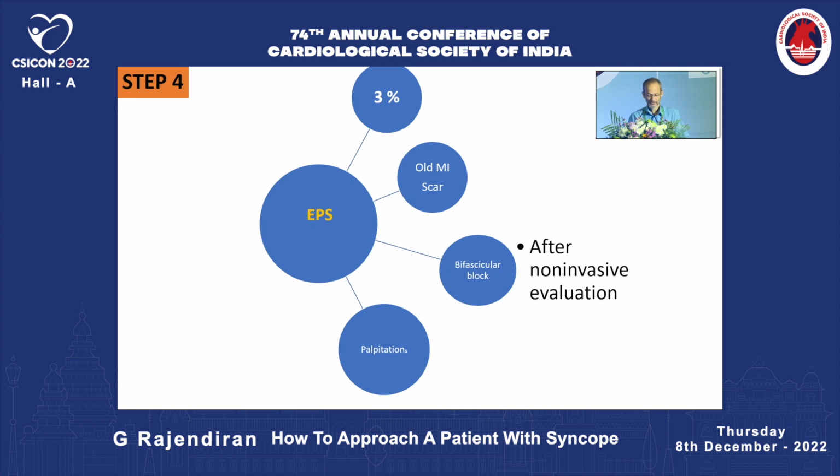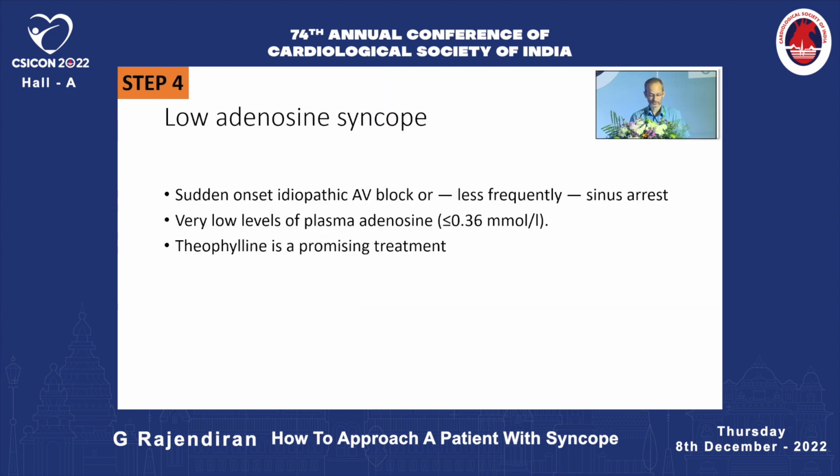EP study, which we all fancy, gives a yield of only 3%. Unless there is an MI, evidence of old scar, evidence of tachyarrhythmias and history and a bifascicular block, EP is not going to augment our resources.